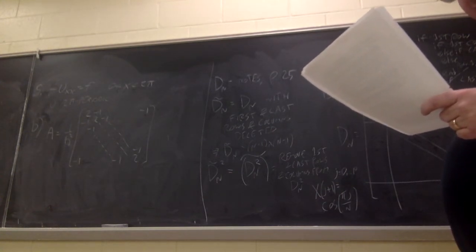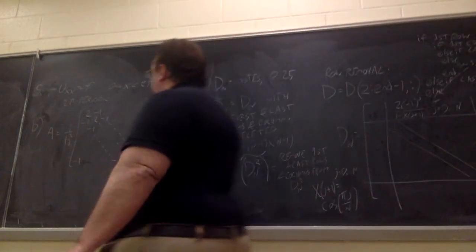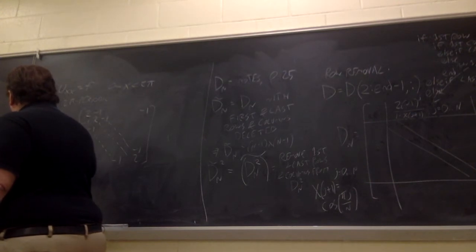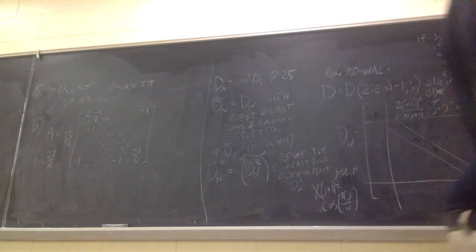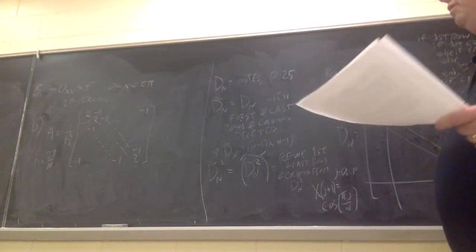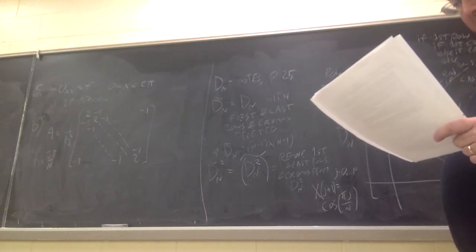Okay, and H is going to be this difference 2 pi over n, whereas before with Dirichlet boundary conditions, it's the interval length over n plus 1. Because here we're actually including one of the boundary points in our grid.